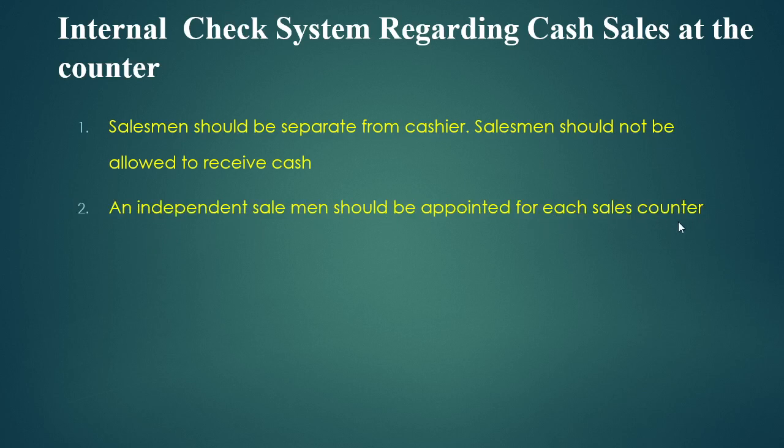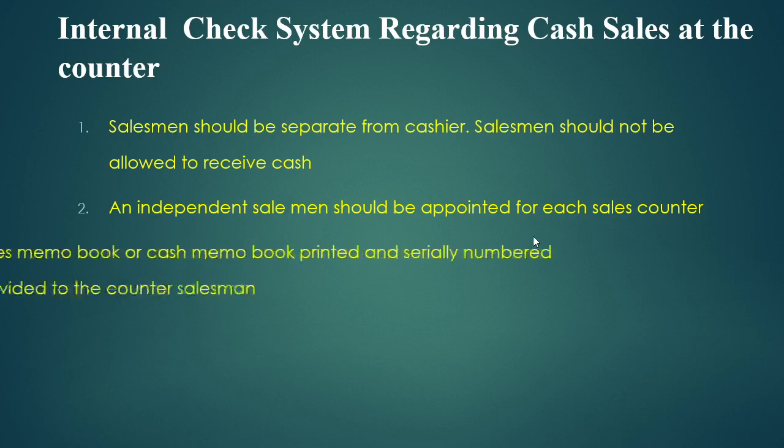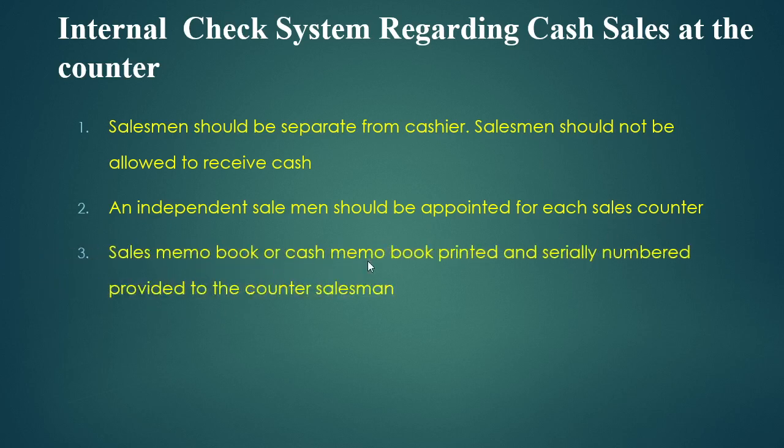So we have seen that for 3 counters there are 3 salesmen. Sales memo book or cash memo book printed and serially numbered and provided to the counter salesman.